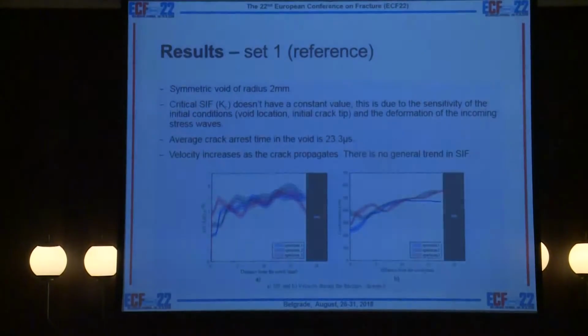So out of 3 cases, this is the first one, and this is considered the reference one, with the void of radius 2. For stress intensity factor, there is a large margin, the critical stress intensity factor is scattered. That's because of the highly sensitive nature of the sharp notch introduced. And these variations are due to the changes in the dynamic loading from the Hopkinson bar.